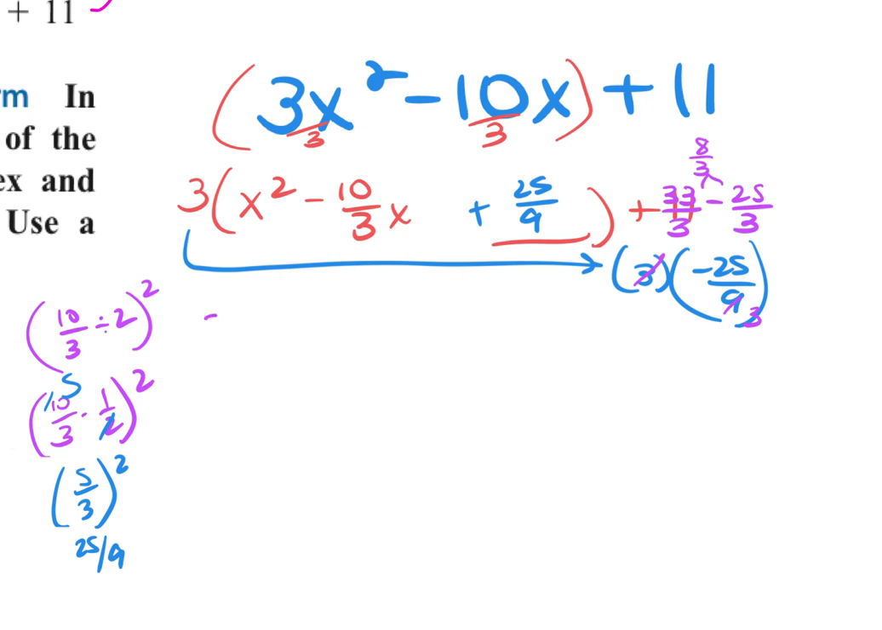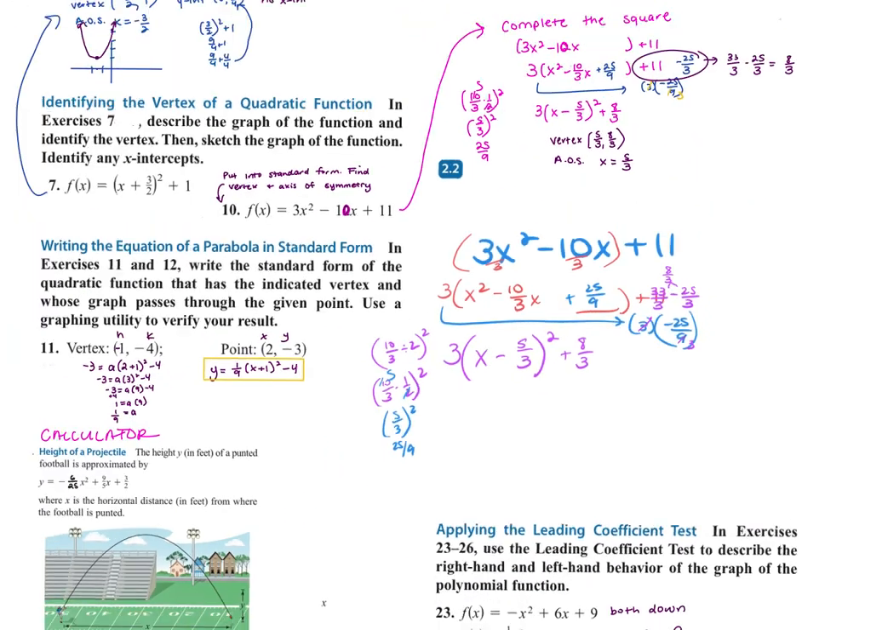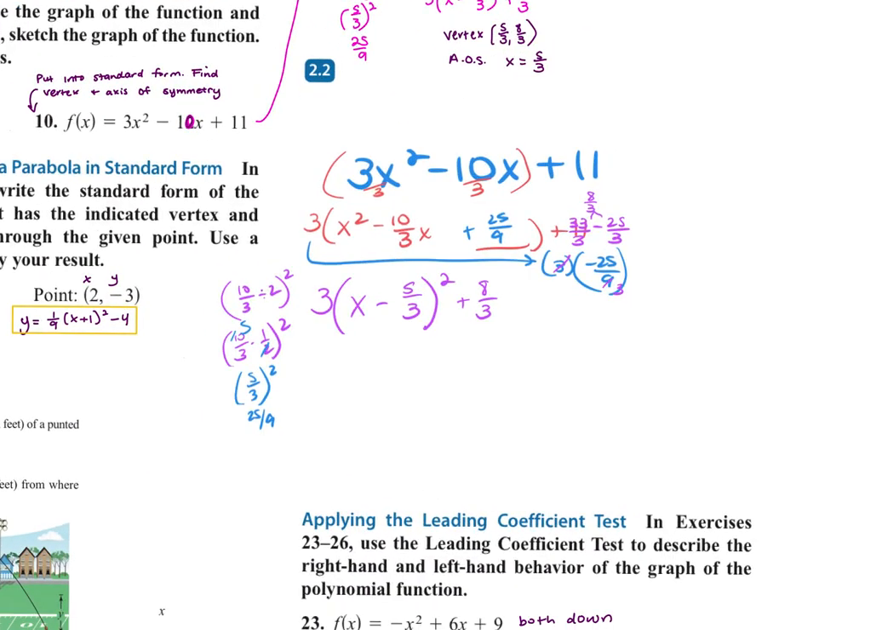Factor, so the 3 stays on the front. Square root of x squared, square root of 25 over 9. Take the sign from the middle, put it in parentheses and square it, plus 8/3. And what variable was it? f of x.